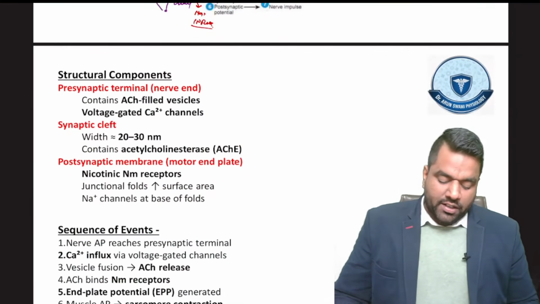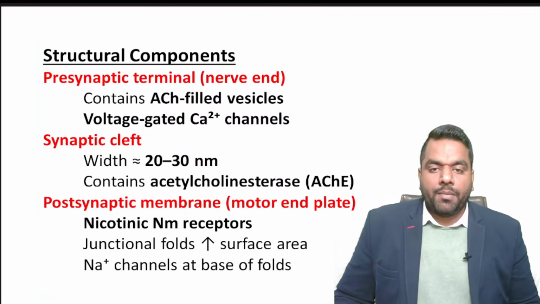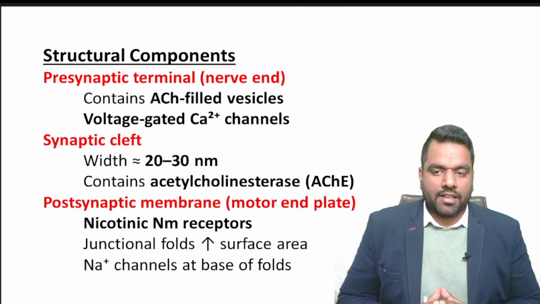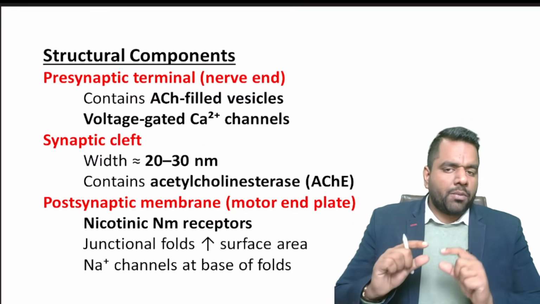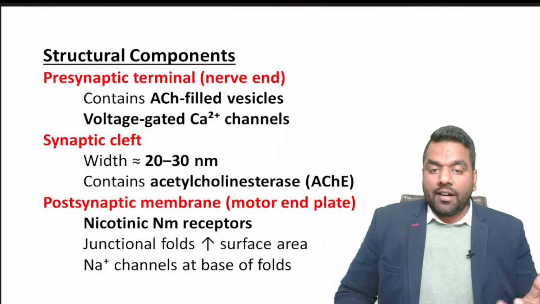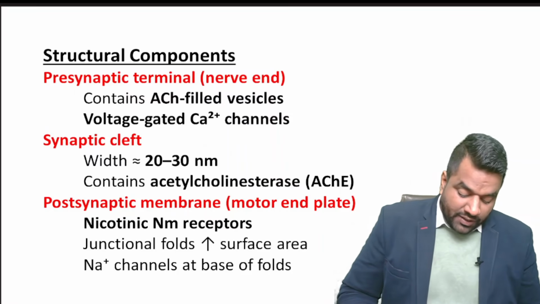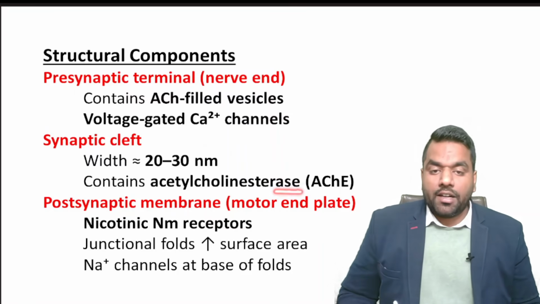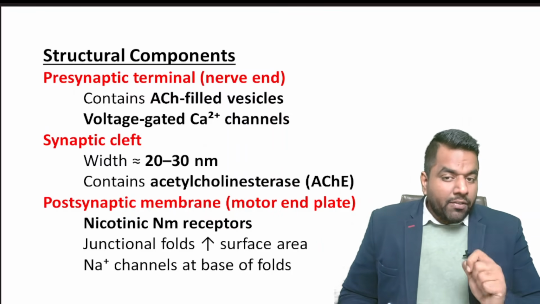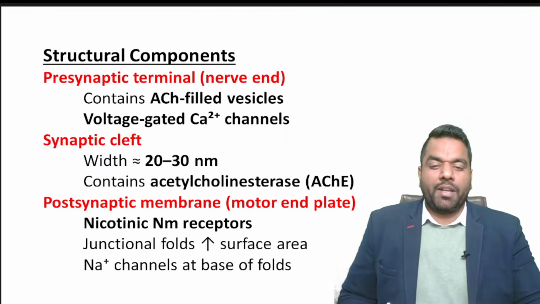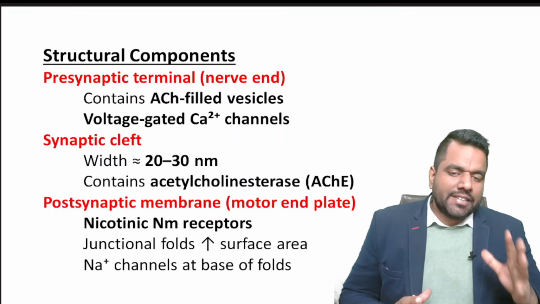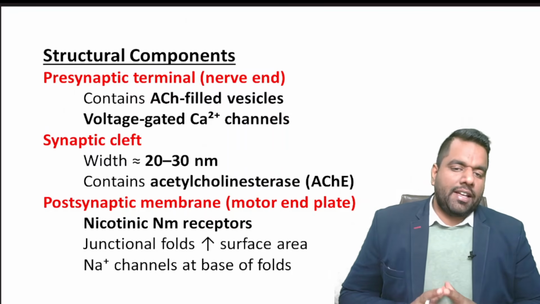So you can see the structural components: the presynaptic terminal, that is the nerve end, contains acetylcholine-filled vesicles, and voltage-gated calcium channels are there. Then the space between the pre- and postsynaptic area we call the synaptic cleft, with a width of 20 to 30 nanometers. It contains acetylcholinesterase. Guys, whenever 'ase' is at the end, it means this is a chemical which can break down acetylcholine. Whenever acetylcholine is released into the synaptic cleft, the unutilized acetylcholine needs to be removed from this area, and this breaking down is done by acetylcholinesterase.